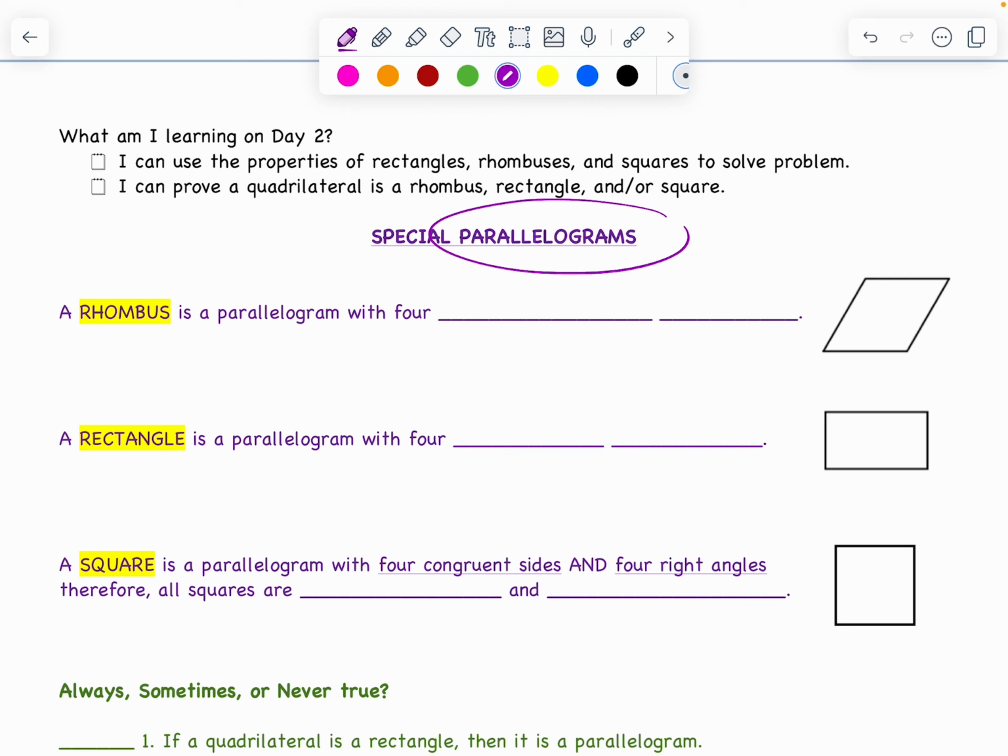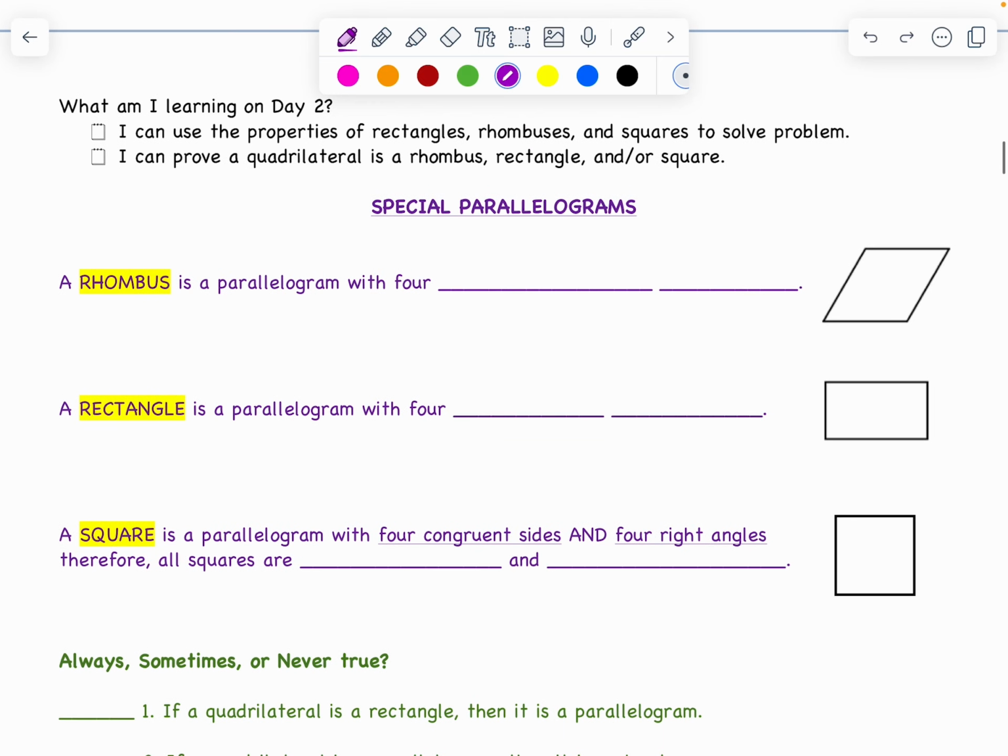have those 5 properties, but they're more specialized parallelograms, so they have additional properties that belong just to them. Okay, so that's what we're going to talk about. All right, so we're going to start by just defining what a rhombus is. Okay, so you guys know these shapes, right? So a rhombus is a parallelogram with 4 congruent sides.